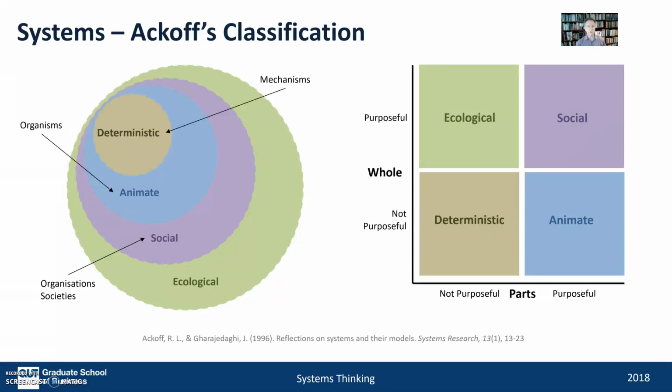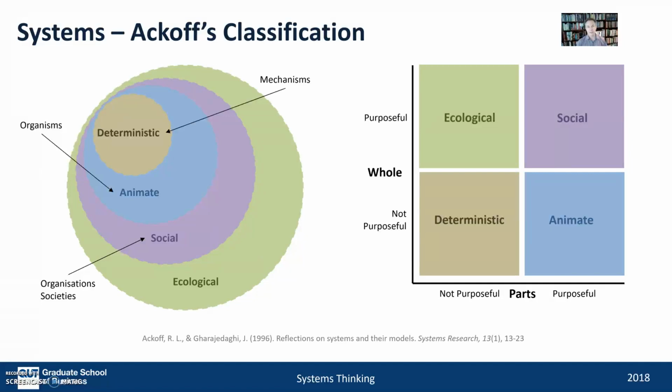Ackoff further expands on his definition by giving us a classification, and he says that there are fundamentally four different types of systems. The way that he looks at that is he looks at the purpose of both the whole and the part, and that enables us to put them on a 2x2 or nest them. Firstly, he says that there are deterministic systems. These are, for example, machines or mechanisms, where the parts are not purposeful, and neither is the whole.